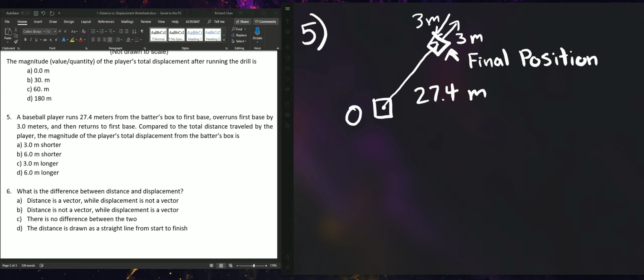Well, what's my total distance now? The distance that I traveled has to be 33.4 meters. Because I went to first base, I went 3 more meters, and then I went another 3 meters back to first base. So 27.4 plus 3 plus 3 is going to be 33.4. Displacement.